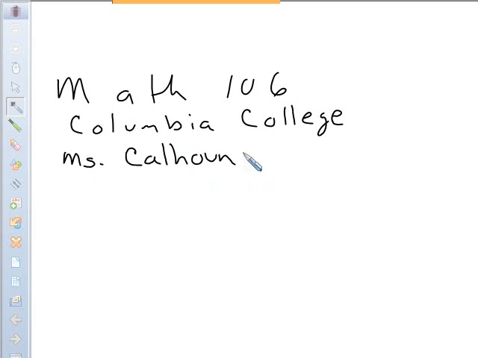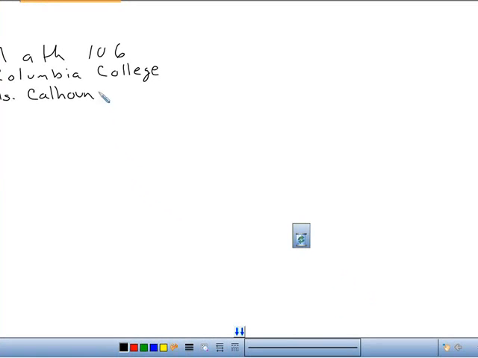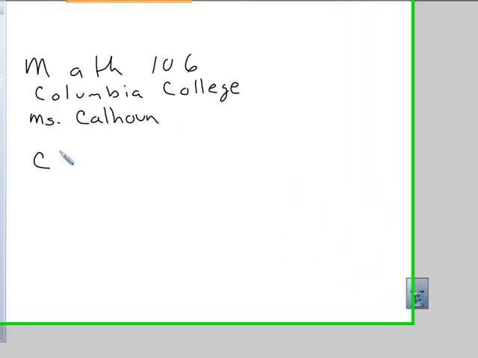This is Ms. Calhoun. I'm an online instructor for Columbia College. This is for Math 106. We use the Introductory Algebra for College Students, 5th edition, by Blitzer, published by Pearson, Prentice & Hall. And we're going to look at Chapter 5, Section 2, Solving Systems of Linear Equations by the Substitution Method.